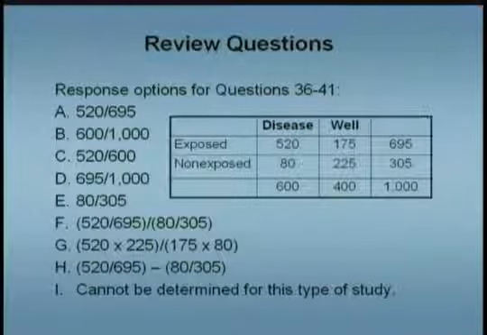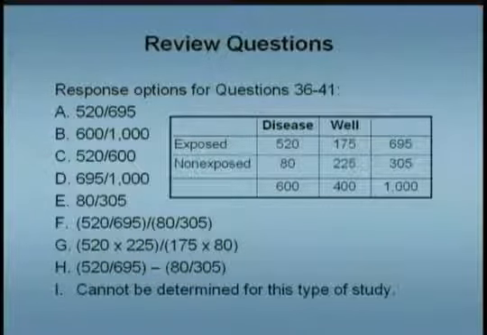First, question 36 says, assume the table represents a cohort study. What is the incidence rate in the exposed? A cohort study. What is the incidence rate in the exposed? Well, the question targets us to only the exposed group, not overall, just the exposed group. Do we have how many total people there? 695. How many diseased people do we have? 520. So the answer there is A. 520 divided by 695 is the incidence rate in the exposed group.